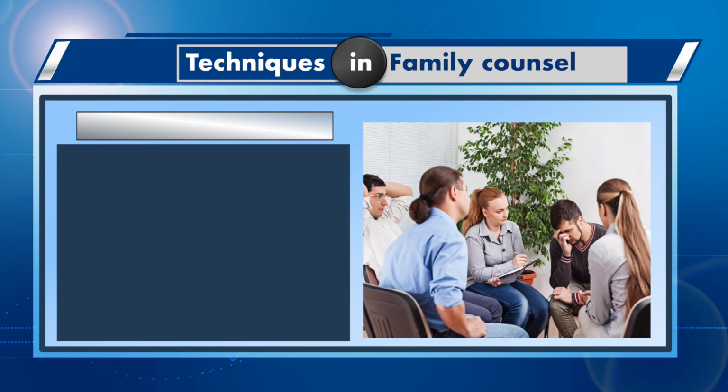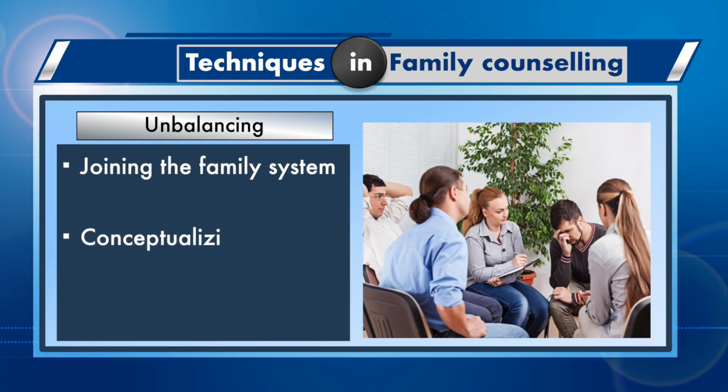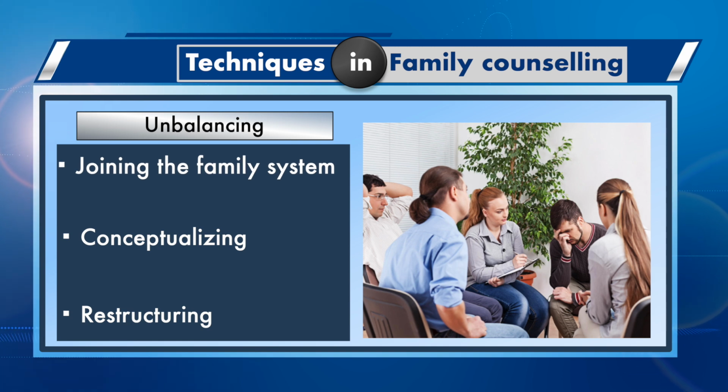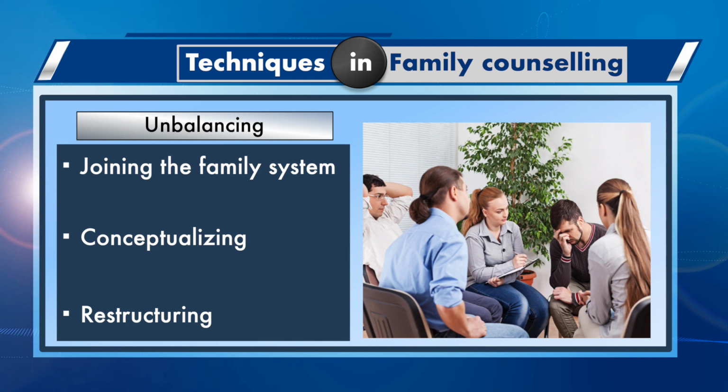And the last technique which we are covering here is the technique of unbalancing. It is derived from structural family therapy. So you should know that there are three stages in structural family counseling, which you also cover in the theoretical approaches. Joining the family system, wherein the therapist establishes a connection with the family members by changing his or her own behavior to closely match the family.